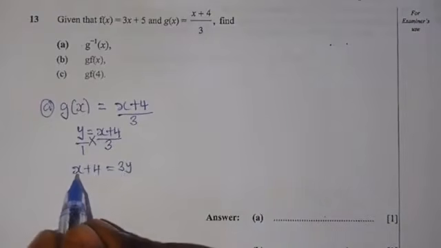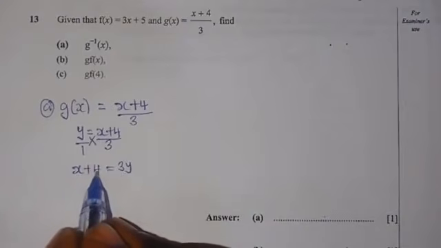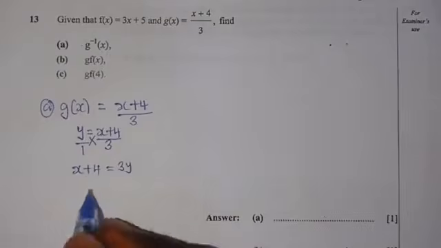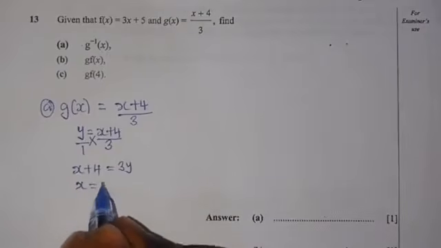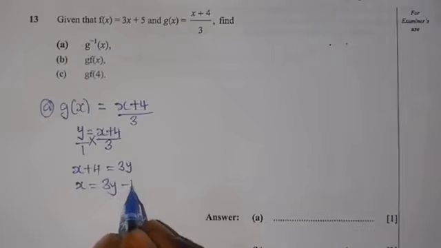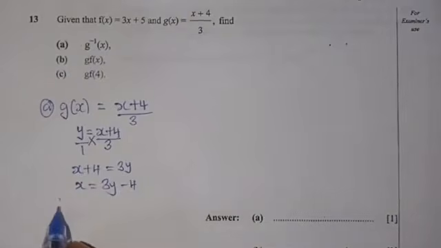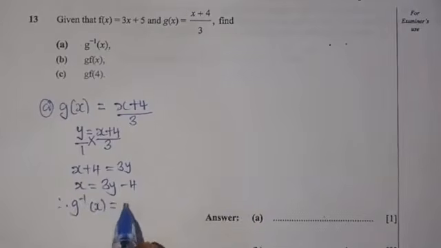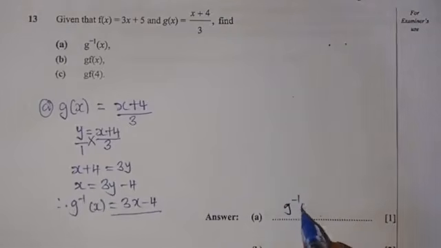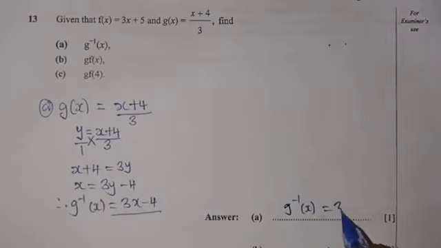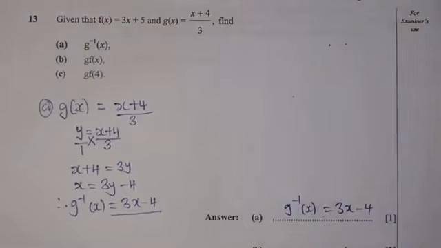Then from here, we need to make x the subject of the formula. So this positive 4 will go to the right hand side. We are going to remain with x is equal to 3y minus 4. So from here, we can say, therefore, g inverse of x is equal to 3x minus 4. Okay, so this is our answer. So here, g inverse of x, we have found that it will be 3x minus 4. So this is the answer for question A.